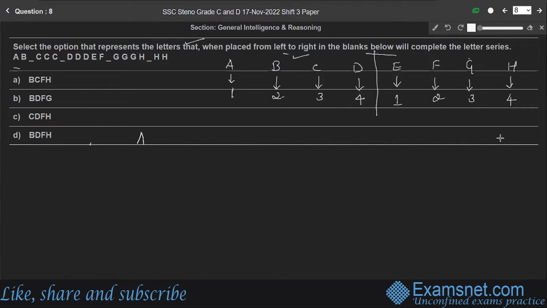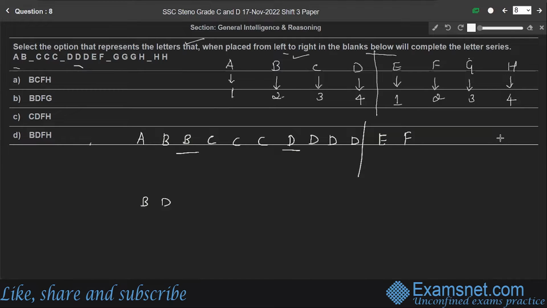A occurs only once, right? So B will be twice. So the first blank should be filled with B, right? And C will be thrice, and D occurs 4 times. Therefore, the second blank should be filled with D. After D, we have 3 Ds in the given question, right? So next comes E. E should be written only once, right?